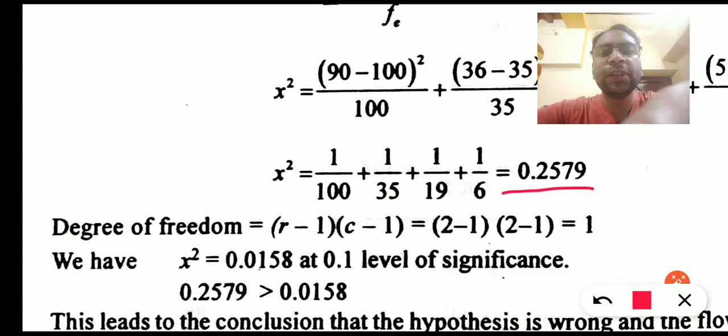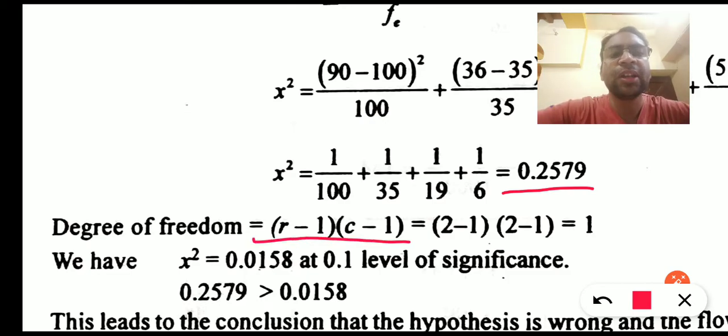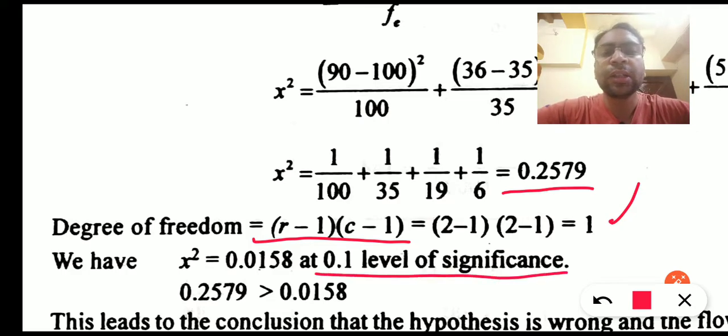Now the degree of freedom, again with the same formula, r minus 1 times c minus 1. In this case we have two columns and two rows, so the degree of freedom comes to be 1. By the standard value for the degree of freedom 1, at 0.1 level of significance, the standard value of chi-square is 0.0158.